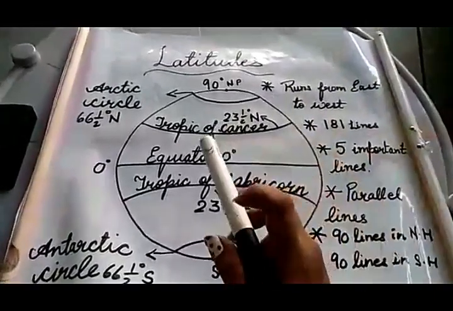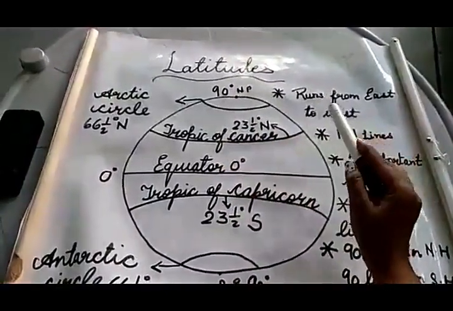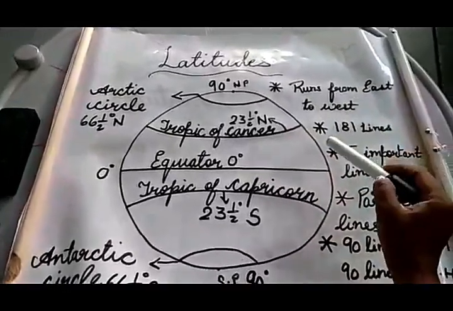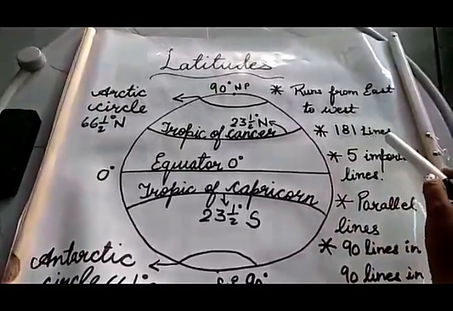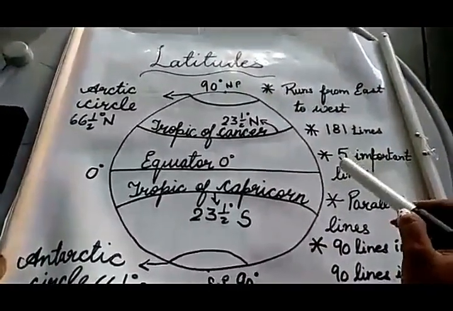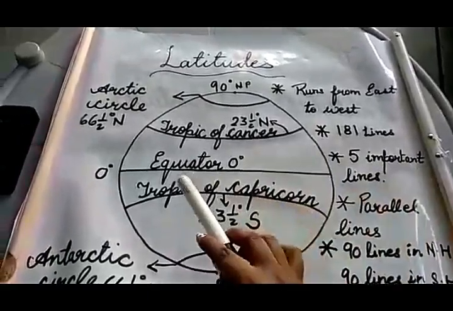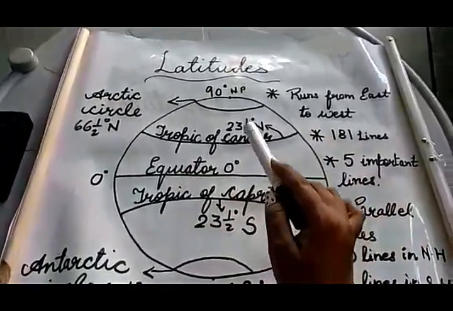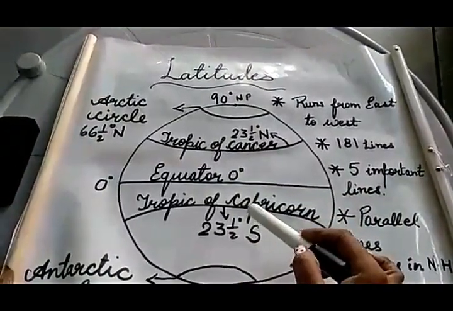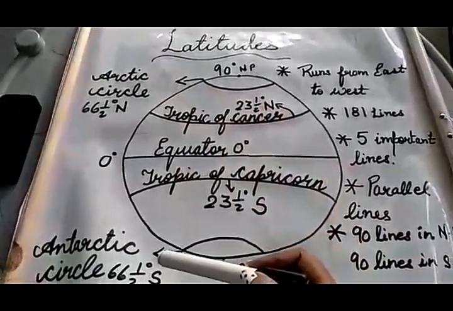Let's revise again about latitudes. Latitudes are imaginary lines that run from east to west. There are a total of 181 lines in the latitudes, out of which 5 important lines of latitudes are the equator, Tropic of Cancer, Tropic of Capricorn, Arctic Circle, and Antarctic Circle.